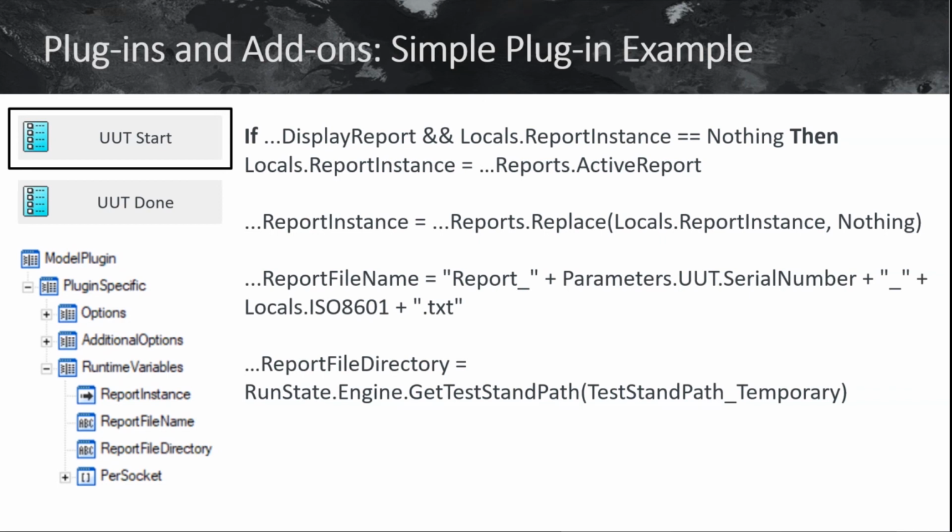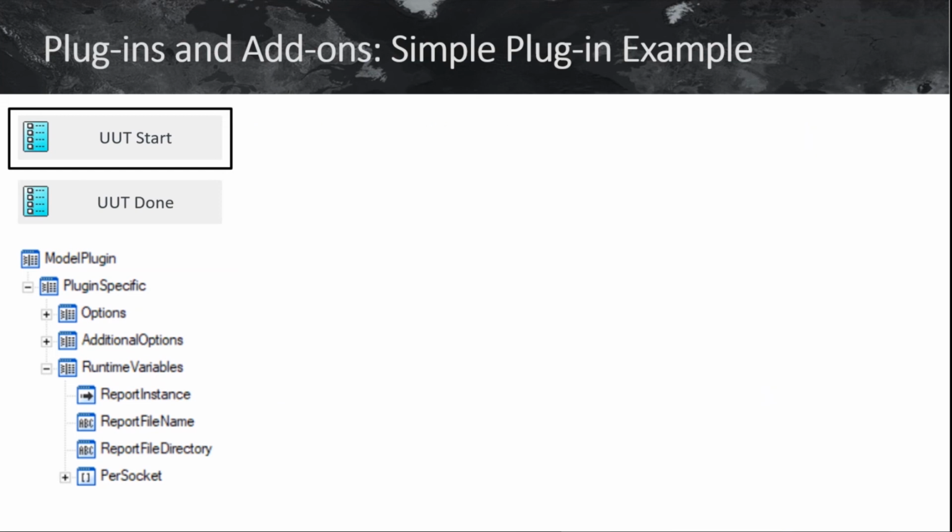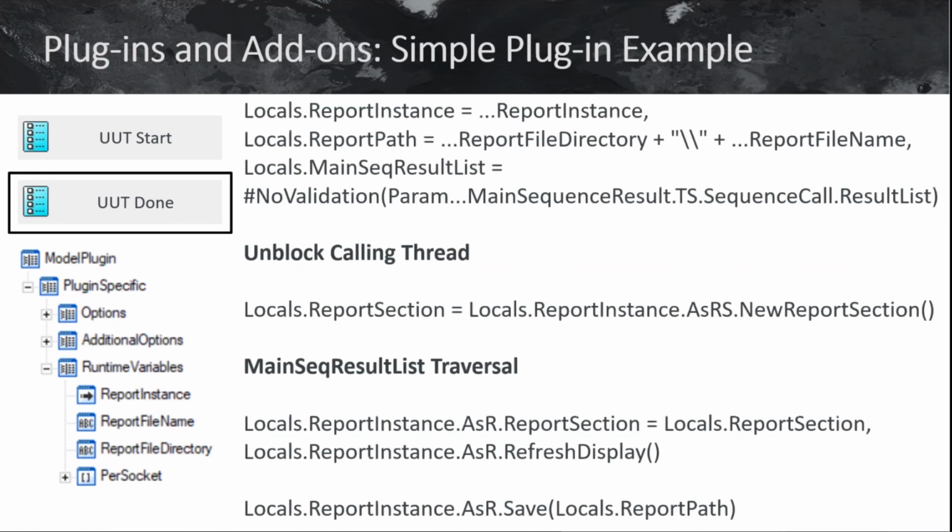And then we simply create some kind of report file name and directory. So we basically create a path for our report. And after that, we run our main sequence, we run our tests, we collect results, and we can run the UT done after that.